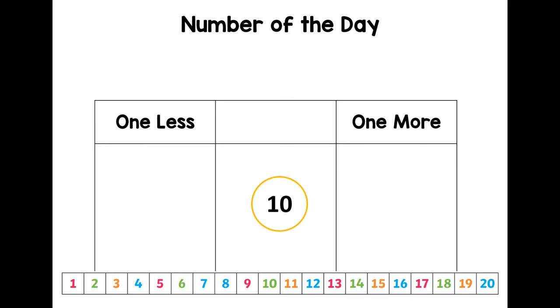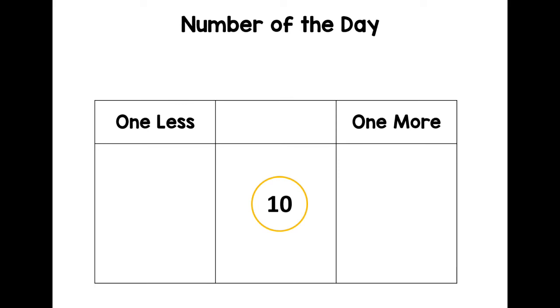Ready? So one less, the number that comes one before, is the number 9. So we have 9, and our number of the day, 10. And one more makes 11. Well done.